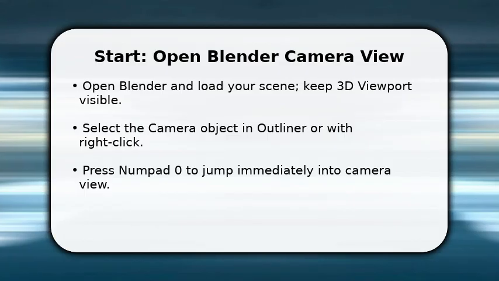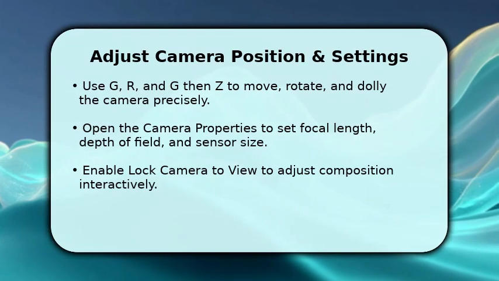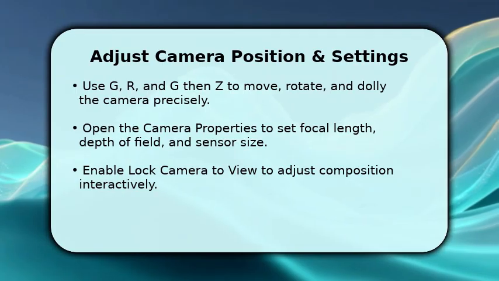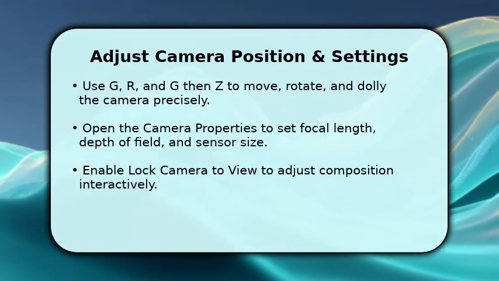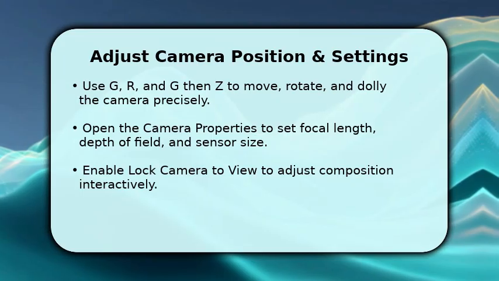Once you're in camera view, use G to grab and move the camera, R to rotate, and G then Z to dolly along the camera axis for frame adjustments. These give direct control over composition.